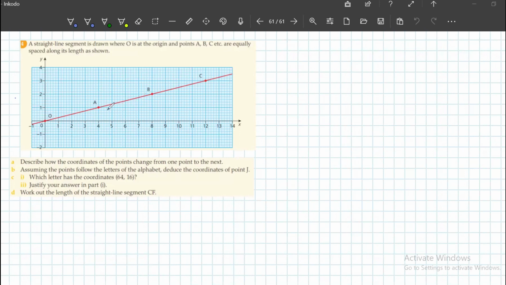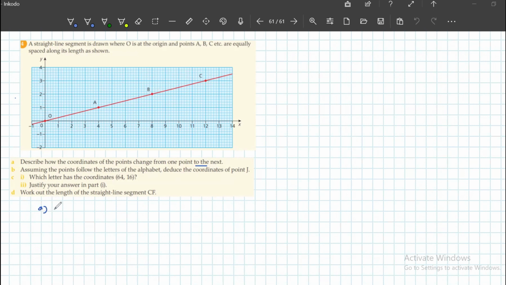Same as from A to B: 1, 2, 3, 4 units right and 1 unit up. Same as B to C. So that's what they want us to do in the first part: describe how the coordinates of points change from one point to the next point.